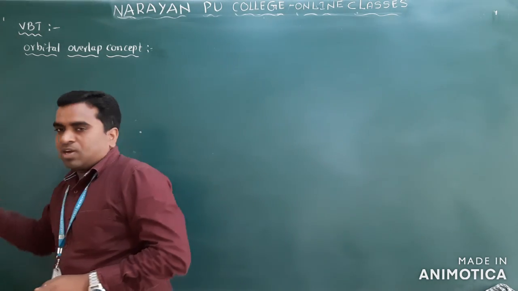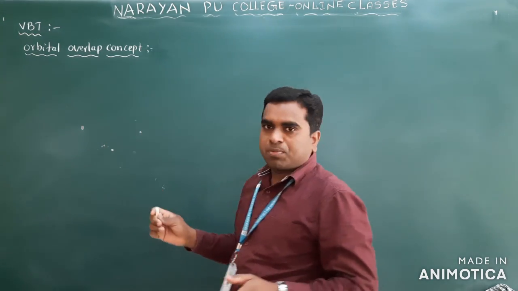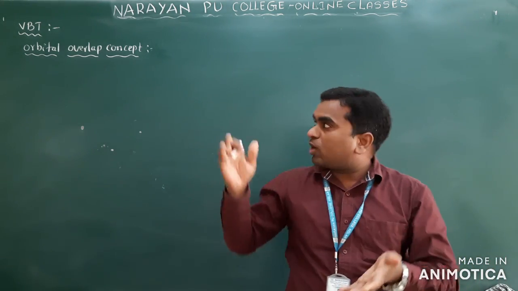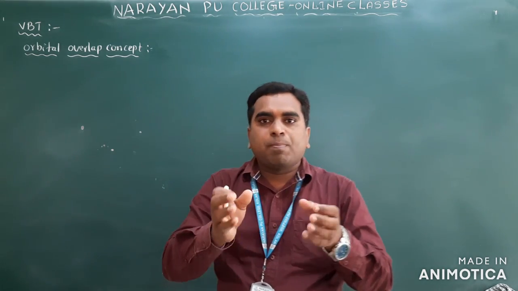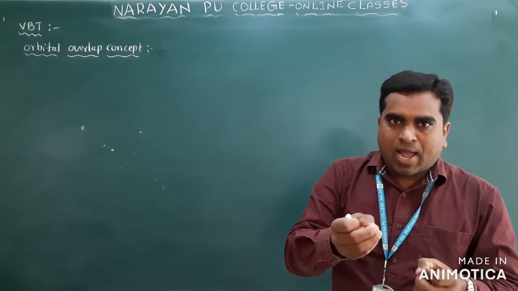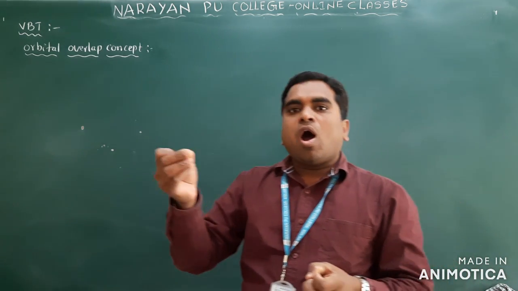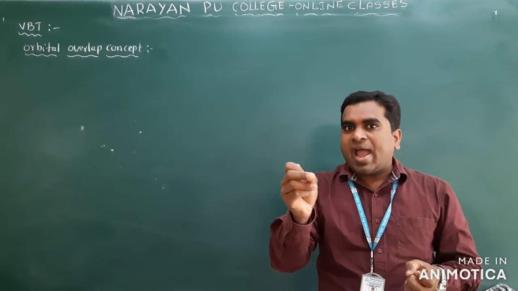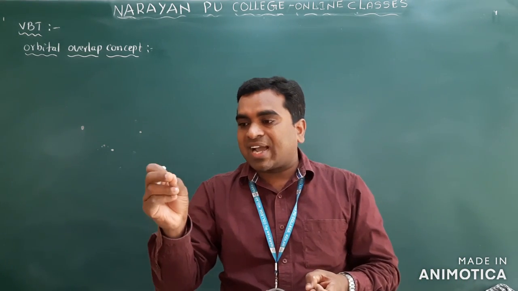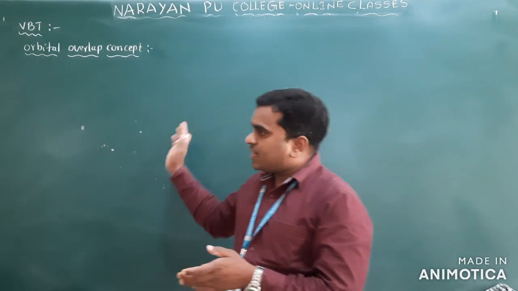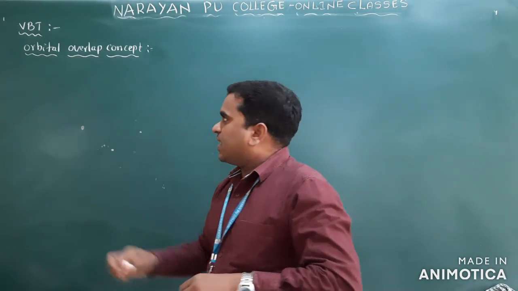What is the orbital overlap concept here? Partial overlap. How is a covalent bond formed? According to this concept, the covalent bond is formed by the partial overlap of two half-filled atomic orbitals containing electrons in opposite spin. Very important. First, you write the sentence, then I will take one example, and you can easily understand.